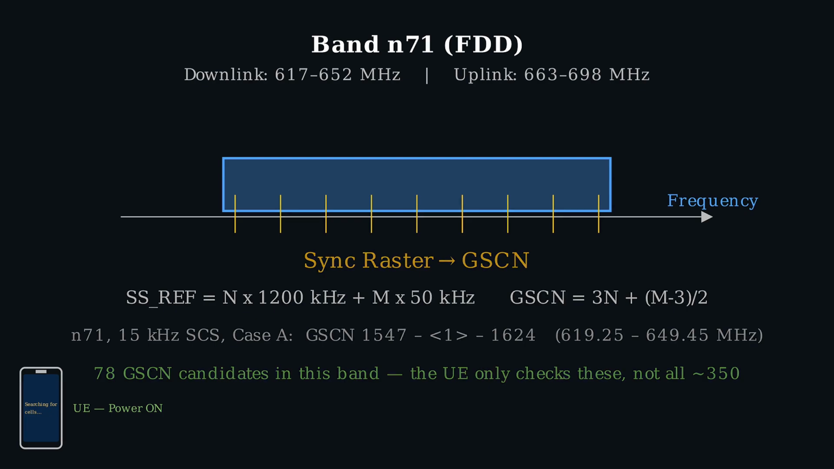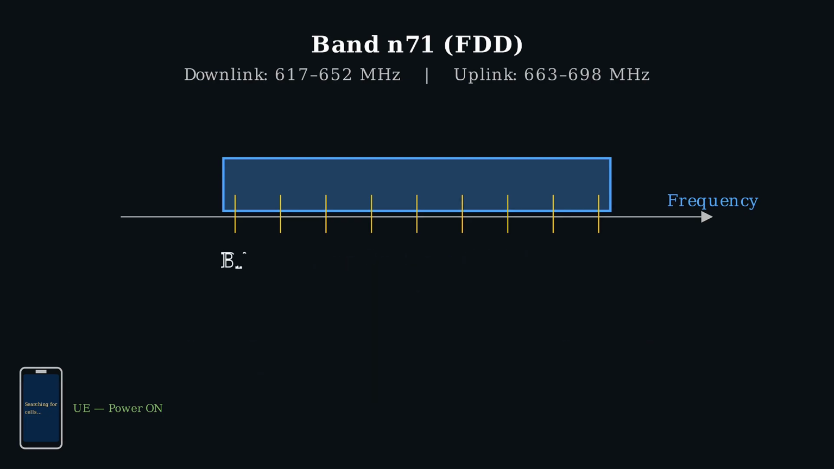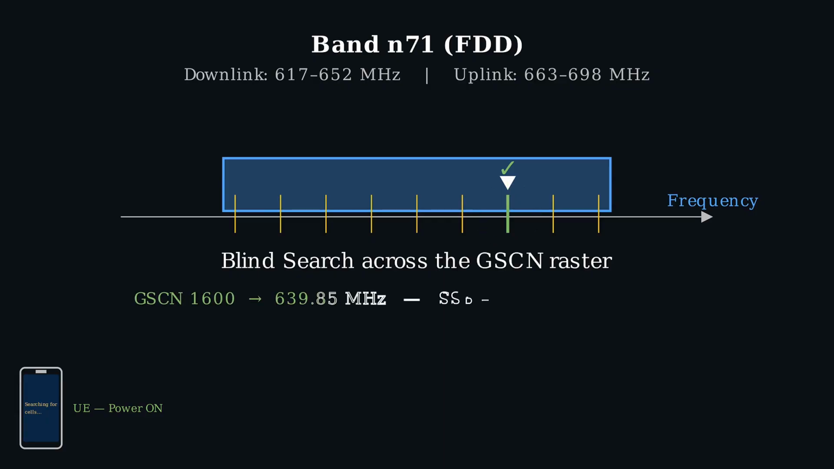This is the blind search. The UE steps through each GSCN candidate one at a time, correlating for the presence of a synchronization signal. Most of them come back empty. There is no cell there. Until it hits one, GSCN 1600, which works out to 639.85 MHz. Here, energy is detected, and this is where the network actually placed its SSB.